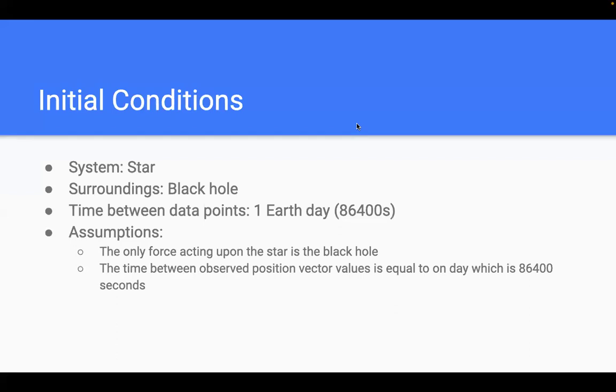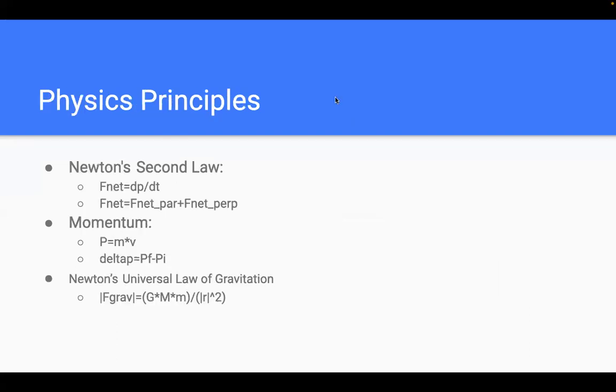The initial conditions. The system is the star. The surroundings are the black hole. The time between data points is 1 Earth day, which calculates to be this amount of seconds. And the assumptions being made are that the only force acting upon the star is the black hole. The time between observed position vector values is equal to 1 day, which is 86,400 seconds.